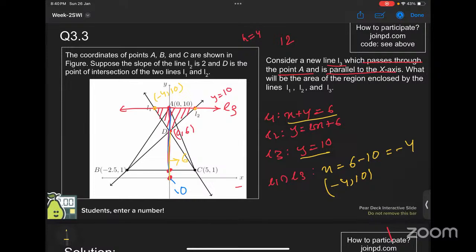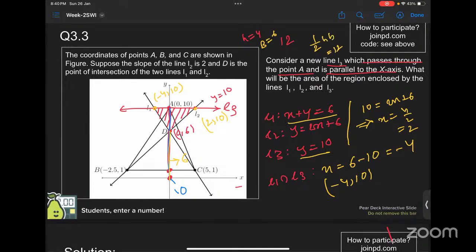Similarly, we will calculate the coordinate of this point, which will be y equals 10, so 10 equals 2x plus 6. So we will get x equals 4 by 2, that is 2. So this will be (2, 10). So we have all the things. So we will get the base as 6, right? So half into height into base will give you 12.